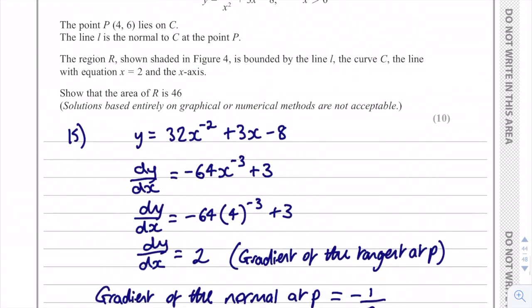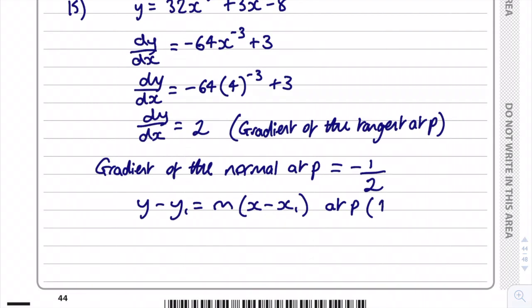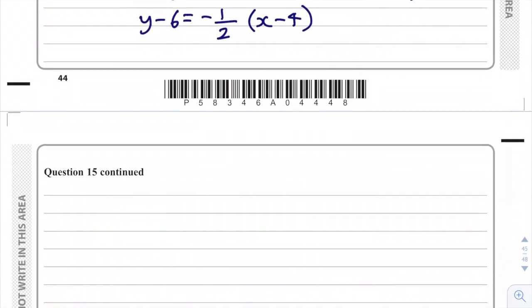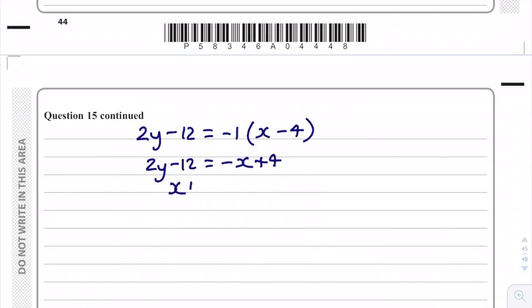Okay, so now what I can do is work out the equation of the line by using y minus y1 equals m bracket x minus x1. Obviously this is going to be at P, which is coordinates 4, 6. So we can say y minus 6 equals minus a half multiplied by x minus 4. I can then multiply the equation through by 2, so I get 2y minus 12 equals minus 1 multiplied by x minus 4. Then I can simplify this by doing 2y minus 12 equals minus x plus 4. I'm going to rewrite this as x plus 2y minus 16 equals 0.